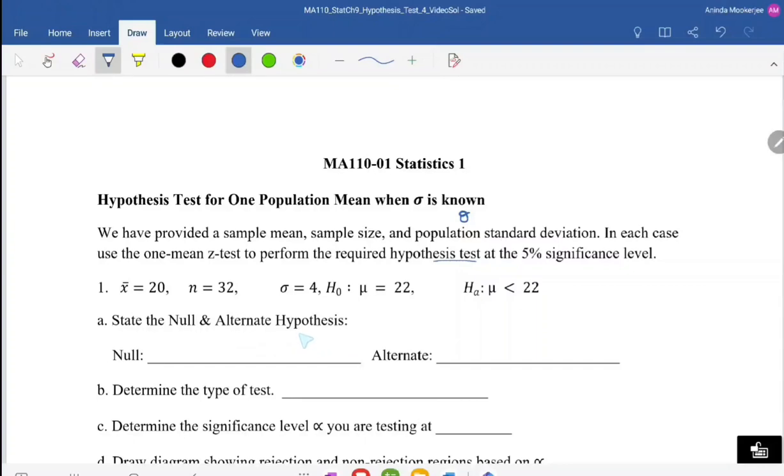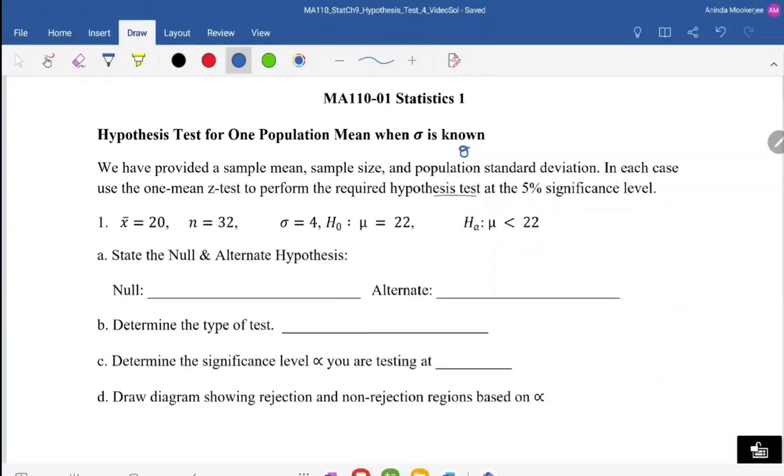Since this is a straightforward problem and they have stated the null and alternate hypothesis for us, I'm just going to write them out as is. So null will be, you have to write it out as H sub 0. So null hypothesis colon mu equals 22, right? Whatever is given here, just write it for the null hypothesis.